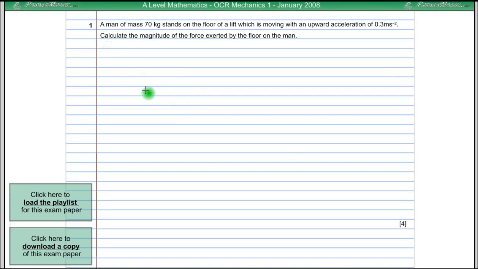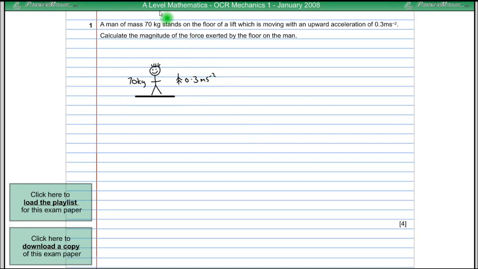So as with any force question, the first thing we should always do is draw a diagram. So there's the floor, and here's my man standing on the floor of the lift. And he has a mass of 70 kilograms and an upwards acceleration of 0.3 meters per second squared.